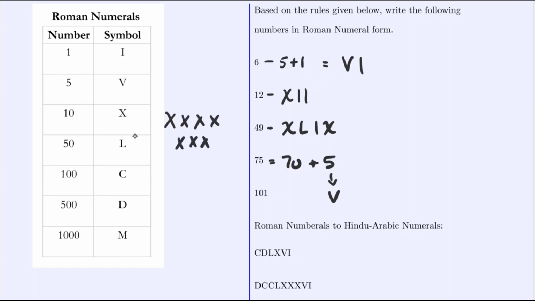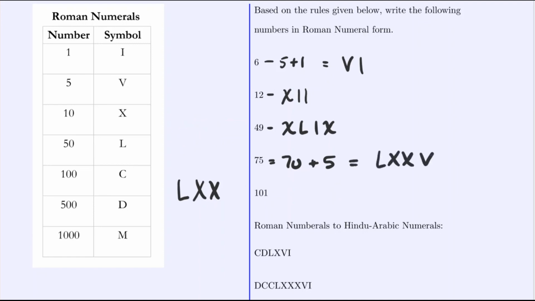Instead, why don't we get as close as we can to 70? So notice 70 would be between 50 and 100. We don't want to overshoot it. So we're going to say we've got 50. How many left do we need to get to 70? 20, right? So we'd write 2 X's. And that's going to be 70 because it's 50 plus 20 or plus 10 plus 10, 70 there. So we would write this as 70 and then a 5, 75.